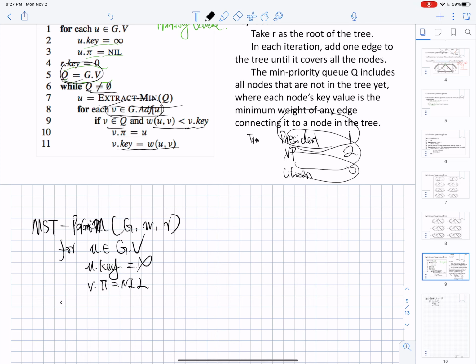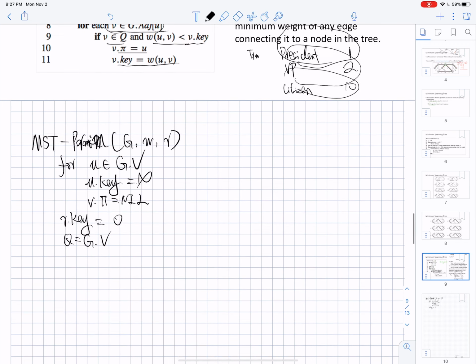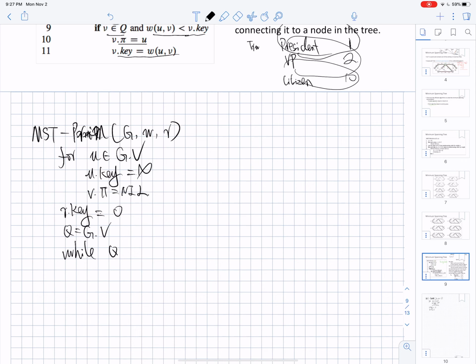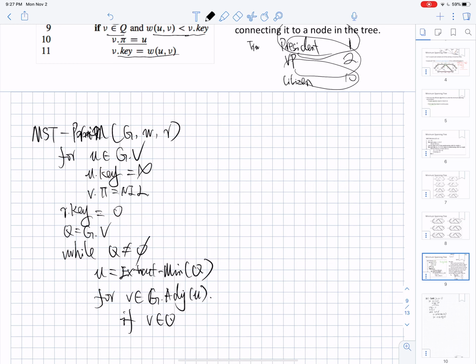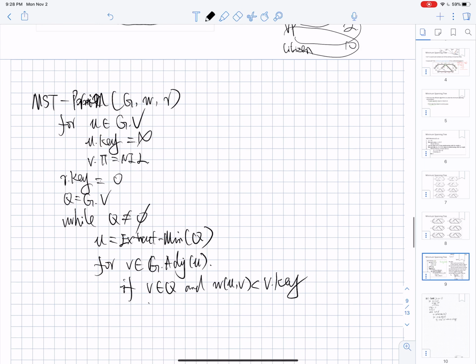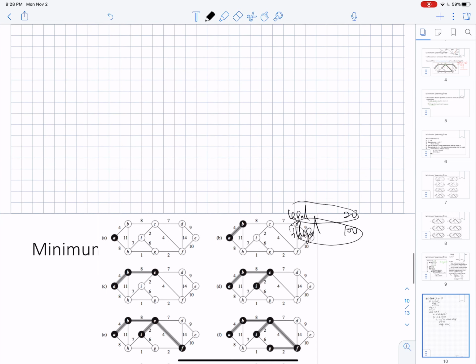But we set the key of the root as 0. And then we're going to create a queue with all the nodes inside the graph. While the queue is not empty, U equals extract min of the queue. And then for each node v that is adjacent to u, that is, the neighbor of u, if v is inside Q and w(u,v) is less than v dot key, we're going to set v dot pi as u, and also set v dot key equal to w(u,v). Okay, so this is the pseudocode, and I'm going to write down the example on the right.